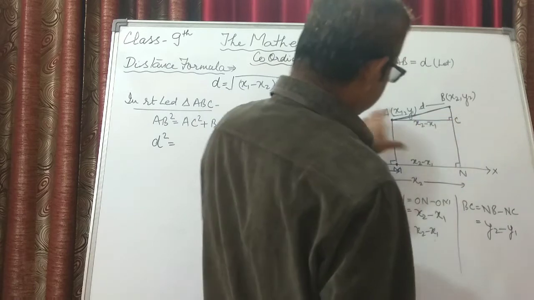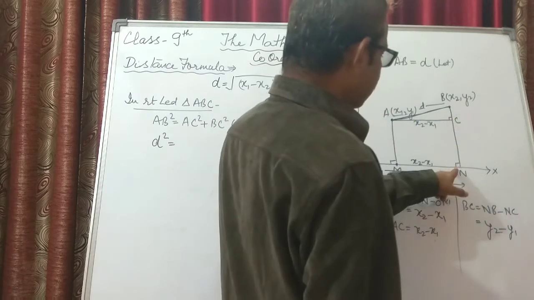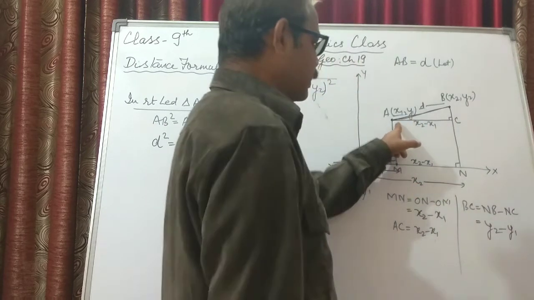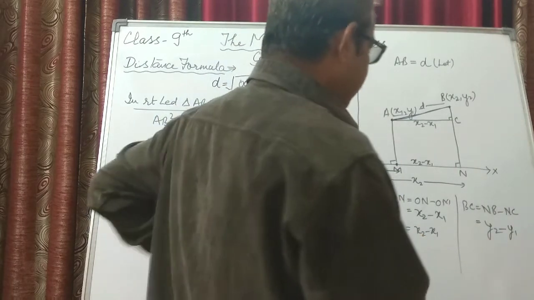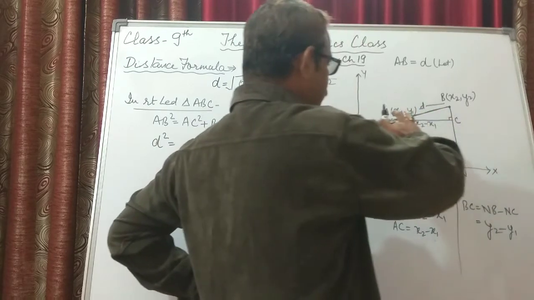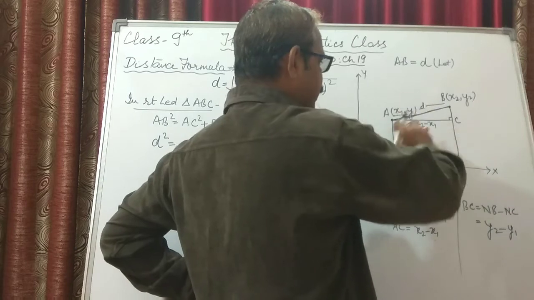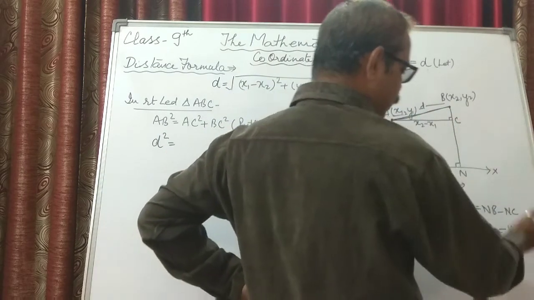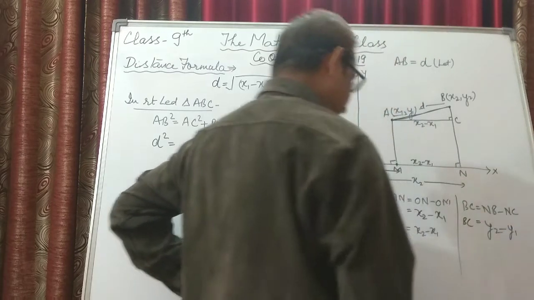This NC is equal to this, because AMNC is a square. Why is it a square? This is 90, this is 90, this is 90. So with one left being 90, it may be a square or a rectangle, but all the angles are 90 degrees. So NC, this side, is equal to the AM side, and the length of AM on the y-axis is y1. If AM is y1, similarly NC will also be y1. So BC comes out to be y2 minus y1.